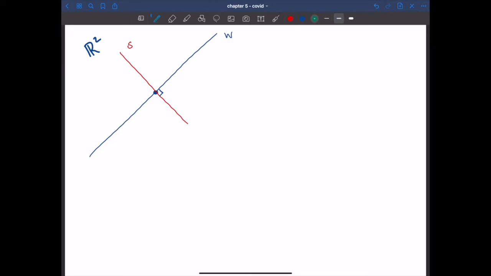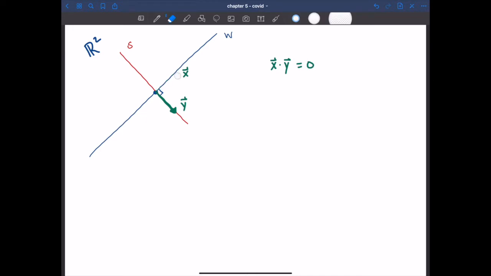Now, suppose I look at a vector inside of W. It doesn't matter which vector I pick, so I'm just going to pick some vector, maybe call it X. And I'm going to pick a vector inside of S, and I'm going to call it Y. Now, because the subspace W and the subspace S intersect at 90 degrees, the vector X and the vector Y, because they come from W and S respectively, are orthogonal or perpendicular to each other. Or in other words, their dot product is equal to 0.